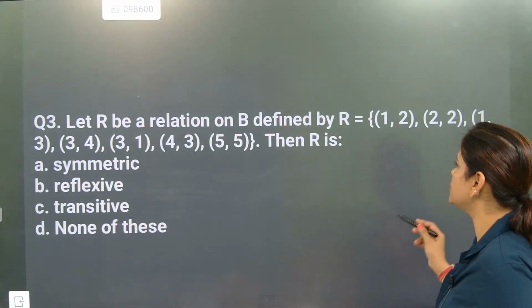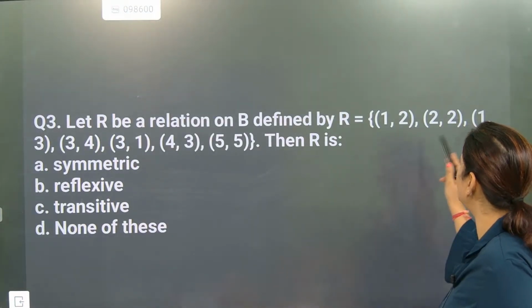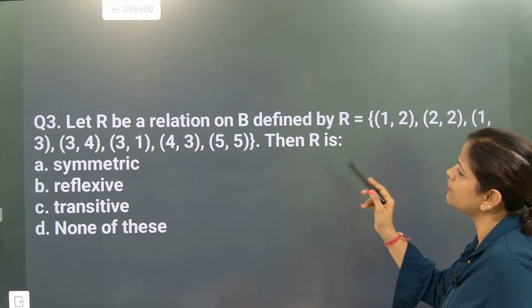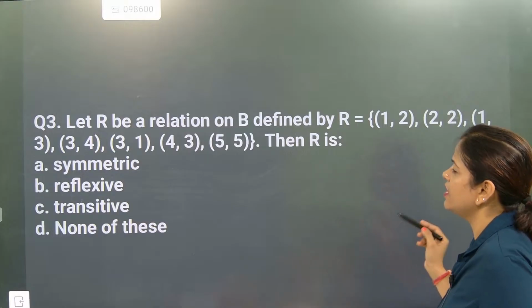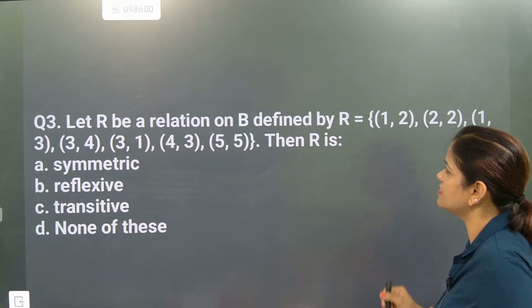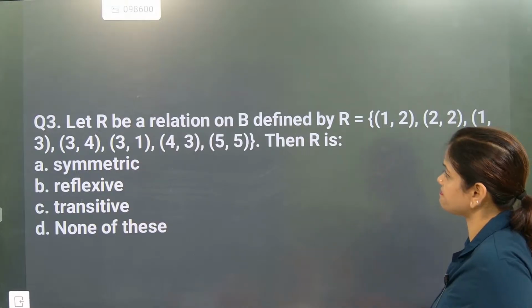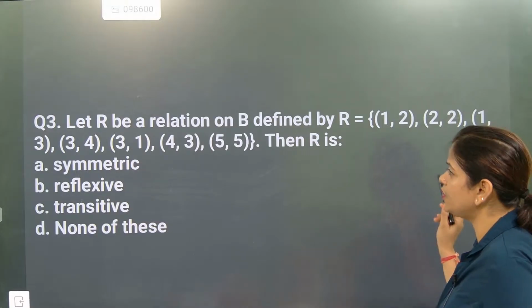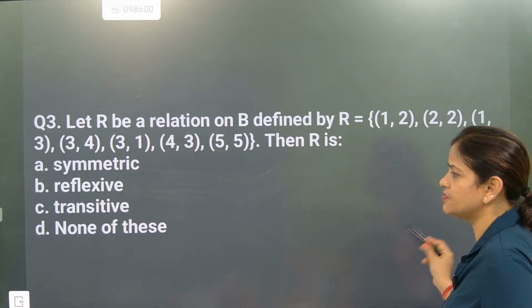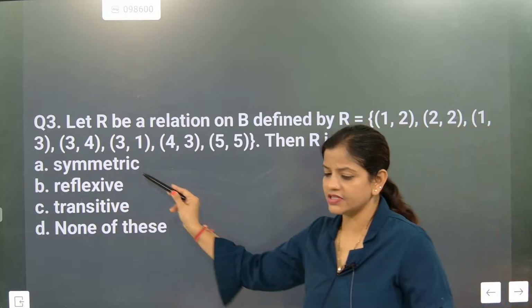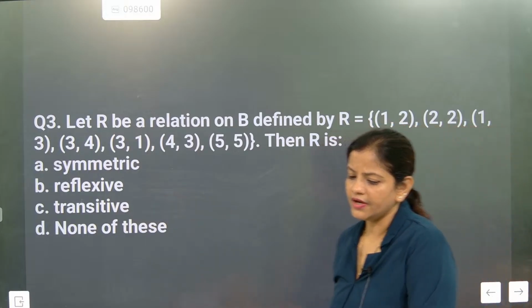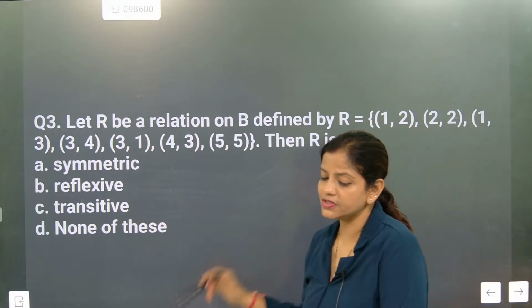Let R be a relation on B defined by (1,2), (2,2), (2,1), (3,3), (3,4), (3,1), (4,3), (5,5). Then R is symmetric, reflexive, transitive? So 100% (1,1), (2,2), (3,3), (4,4), (5,5), (6,6) are missing, so it is not going to be reflexive. Never going to be reflexive. None of these will we check.